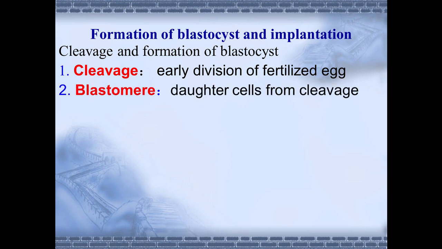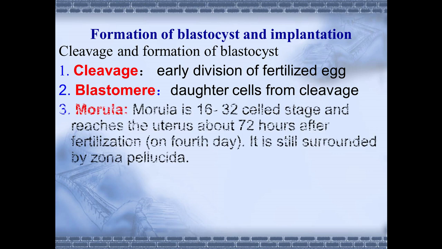Then there is a formation of blastomeres. These are the daughter cells from the cleavage. There is a stage that is known as morula. This morula is about a 16 to 32 cell stage structure. This reaches the uterus about 72 hours after fertilization, and it is still surrounded by the zona pellucida.